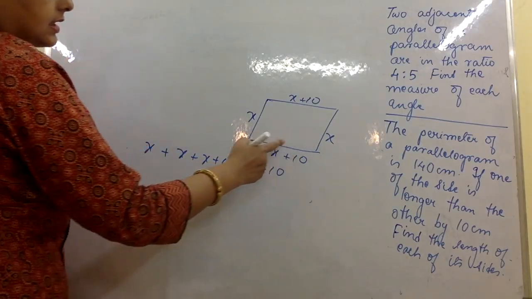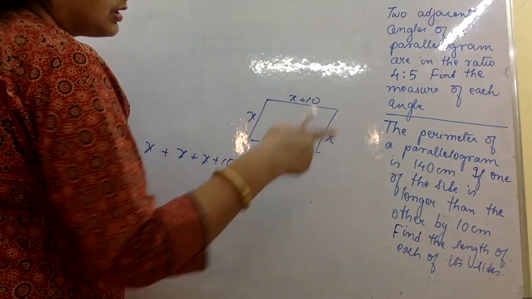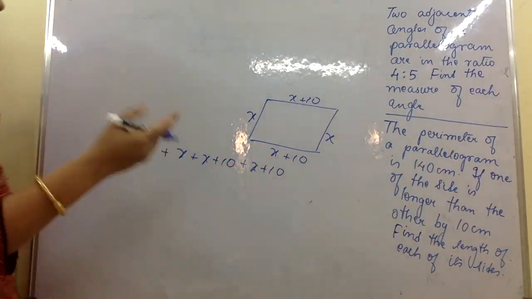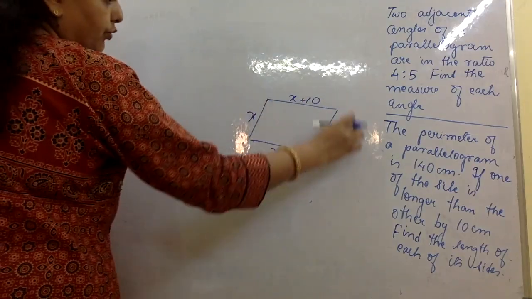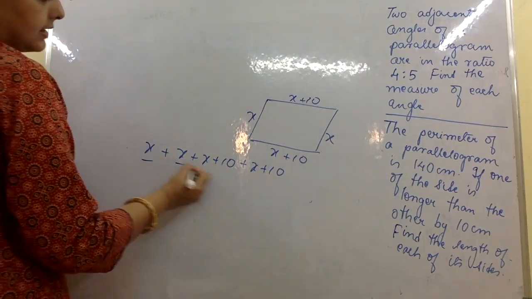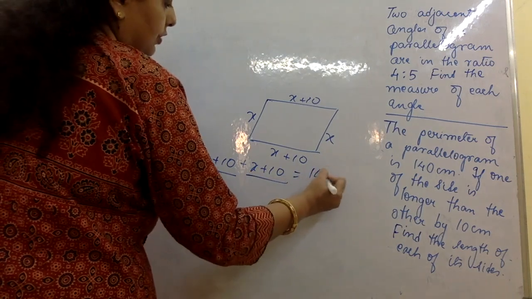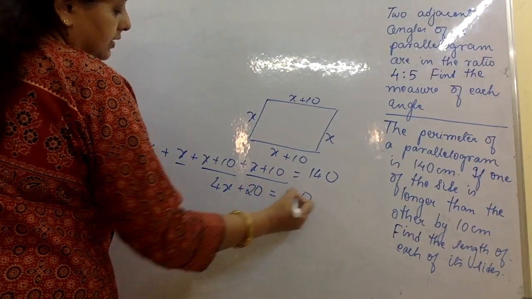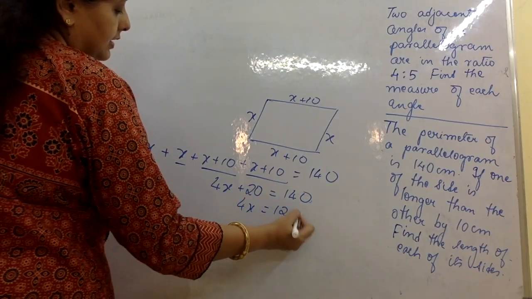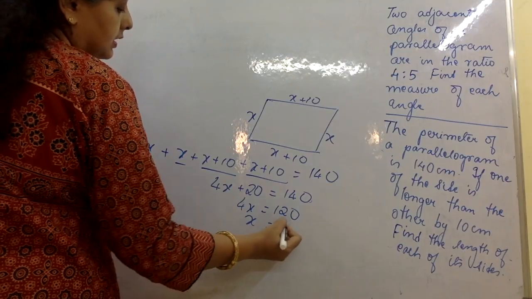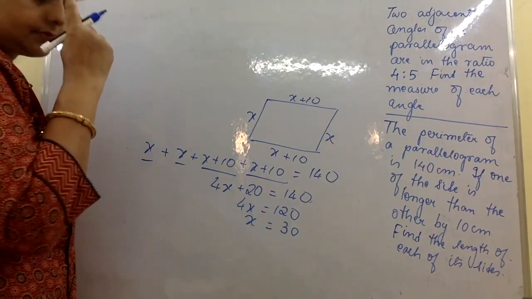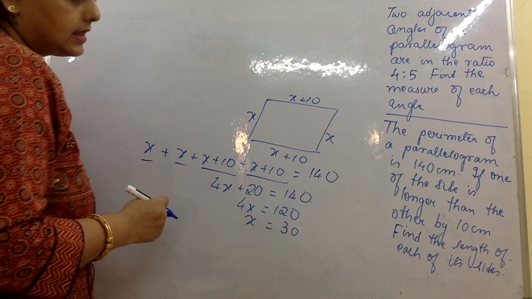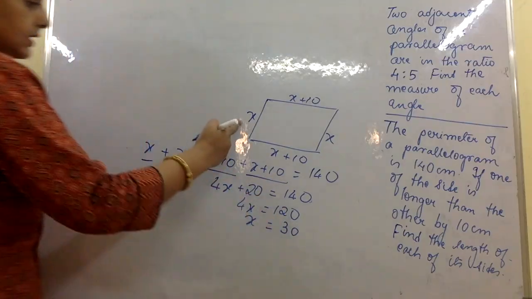If this is x, one side is longer than the other. So one side is longer than the other by 10. This is how we can imagine the parallelogram. x plus x plus x plus 10 plus x plus 10 is equal to 140. 4x plus 20 is equal to 140. 4x is equal to 120. x is equal to 30. Find the length of each of its sides. How do we find the length of each of the sides?